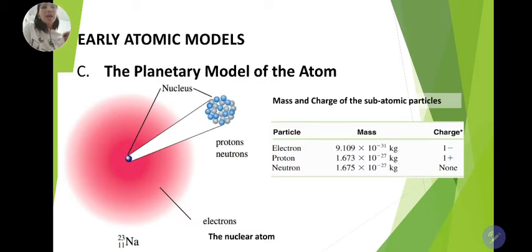So, ito yung particles niya. We have electrons, protons, and neutrons. We have their electronic masses and the electronic charge. Yung electrons, lagi siyang negative. Yung protons, palagi siyang positive. And then, yung neutrons, zero siya or it is not charged.